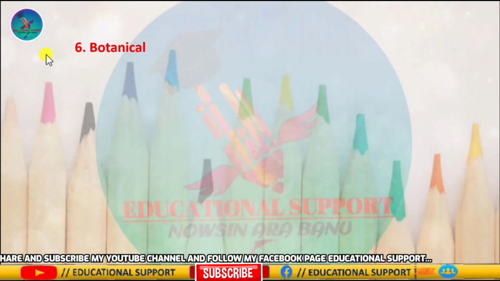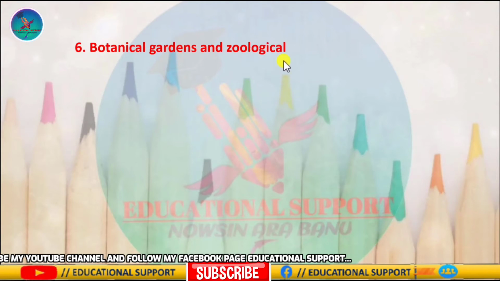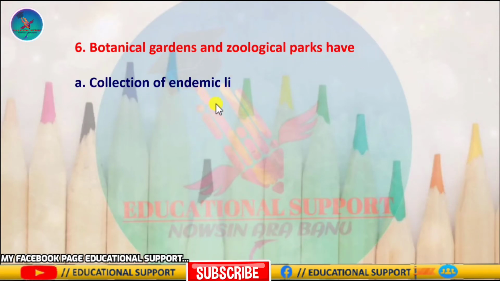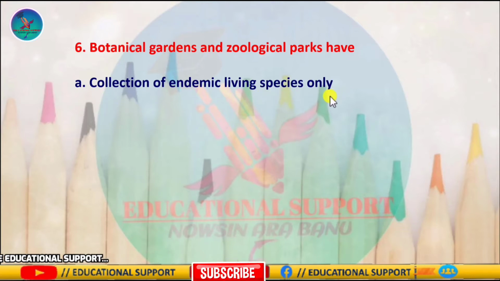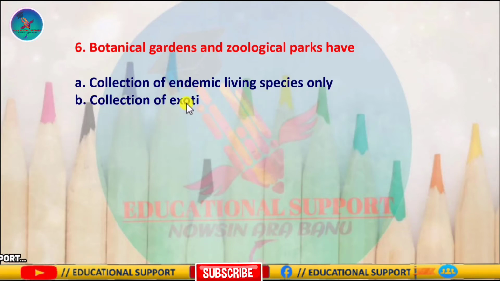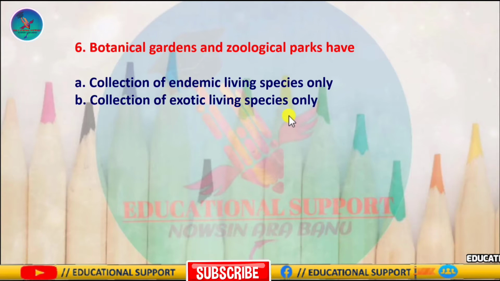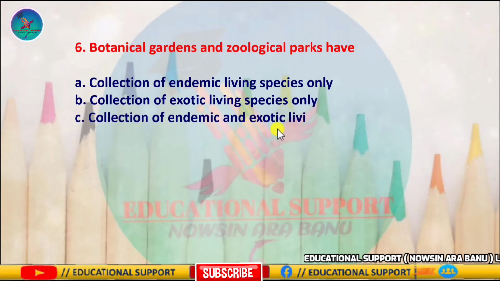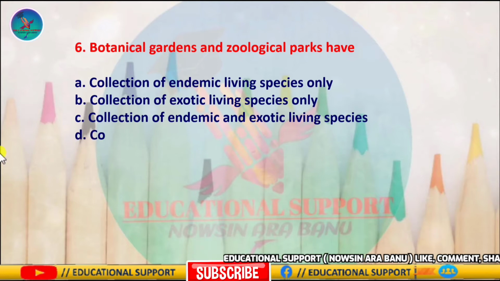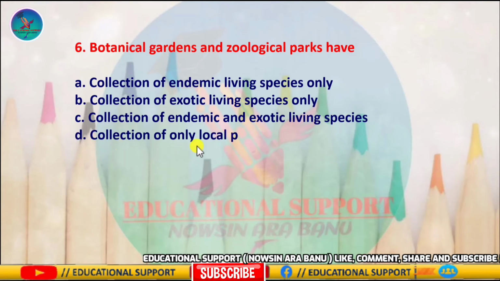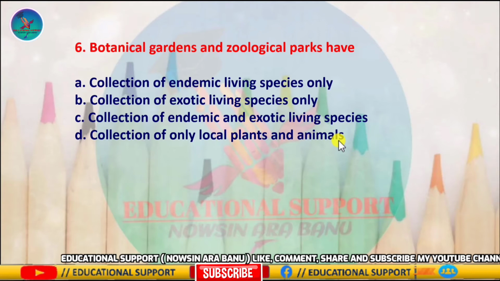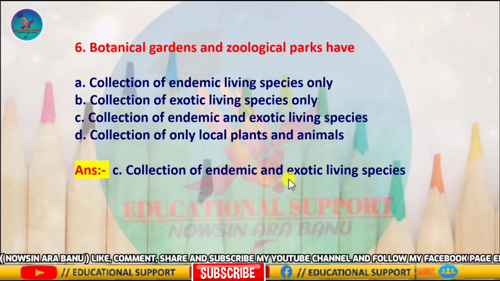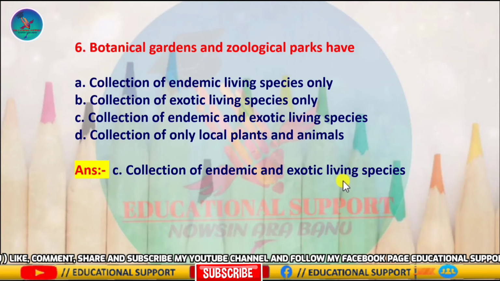Next question is, botanical gardens and zoological parks have: a collection of endemic living species only, a collection of exotic living species only, a collection of endemic and exotic living species, or a collection of only local plants and animals. So the correct answer is option C, collection of endemic and exotic living species.